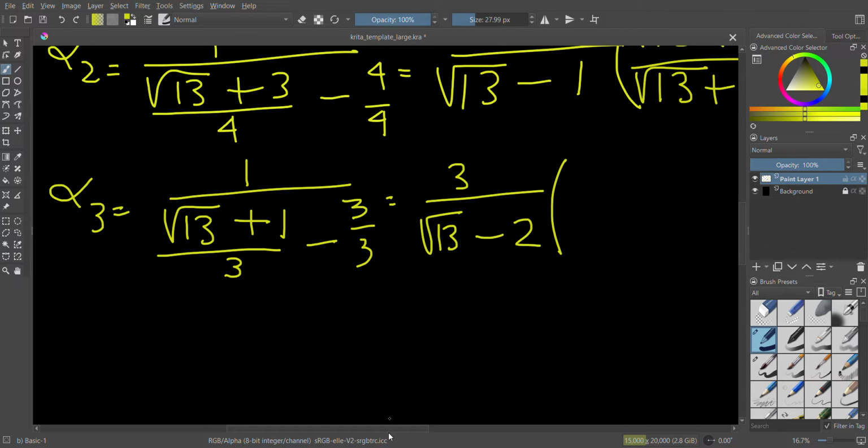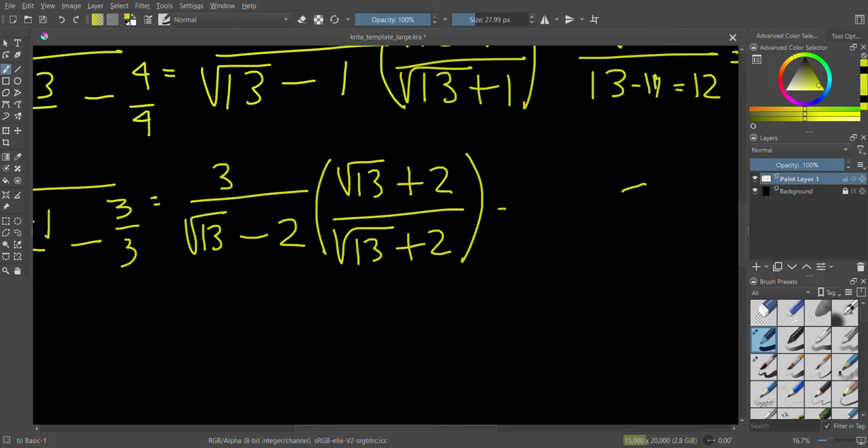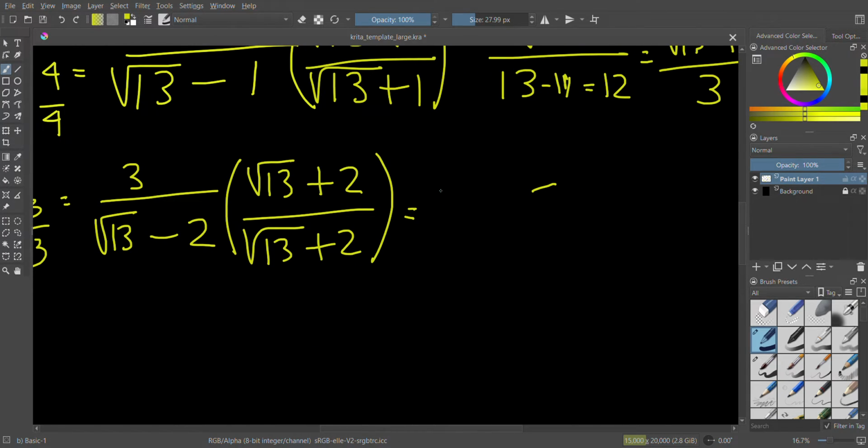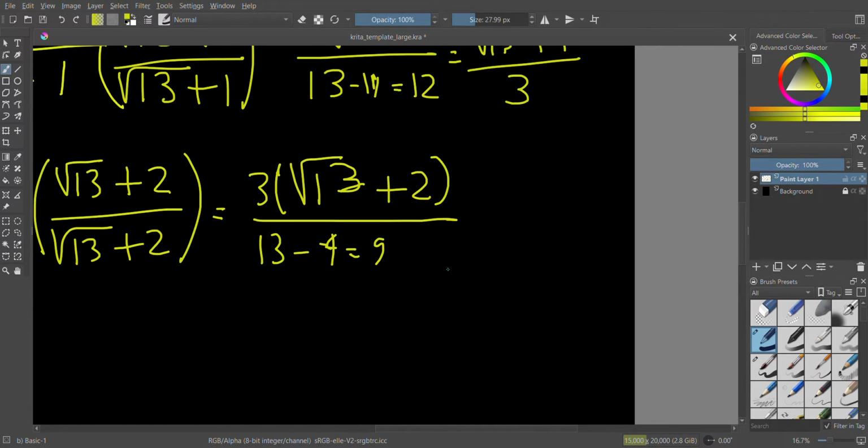Let's conjugate it. This is 3 times, I'm going to work this in so I don't have to use my eraser, and then this is 13 minus 4, which equals 9. And then this becomes square root of 13 plus 2 divided by 3. And that happens to be my alpha 3.